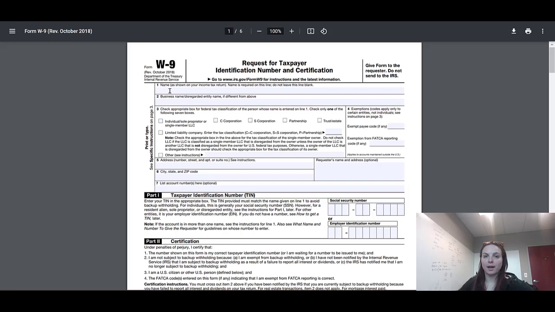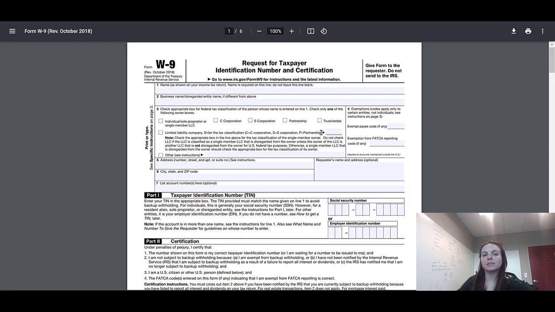Right here, they're going to provide their information, the contractor is, possibly a business name if it's a business, and then they're going to tell you how they are taxed. This is really important because you'll see here that there's individuals or sole proprietors or single member LLCs. You're also going to see there's a C corporation, S corporation, partnerships. You can have an LLC taxed as one of these.